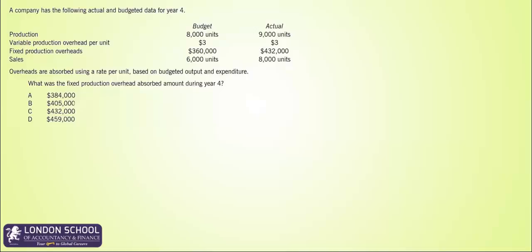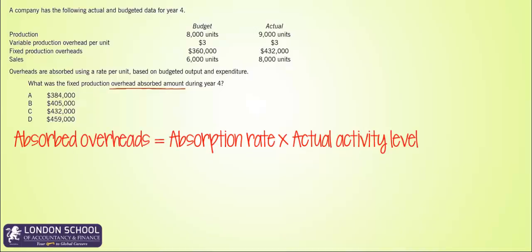And we are also given the information that overheads are absorbed on a per unit basis. So our activity level is number of units. The question is, what is the amount of fixed production overhead absorbed during the year 4? So we have to calculate the overhead absorbed amount. So what is the formula for absorbed overheads? Absorbed overheads are equal to absorption rate times actual activity level.